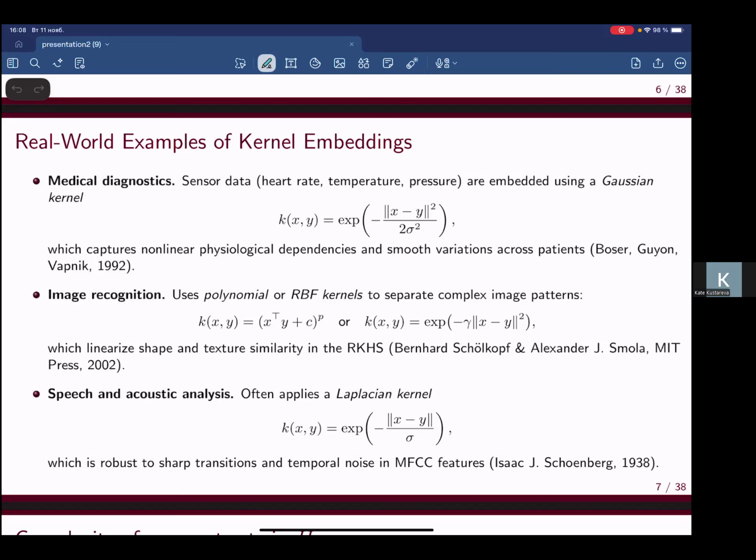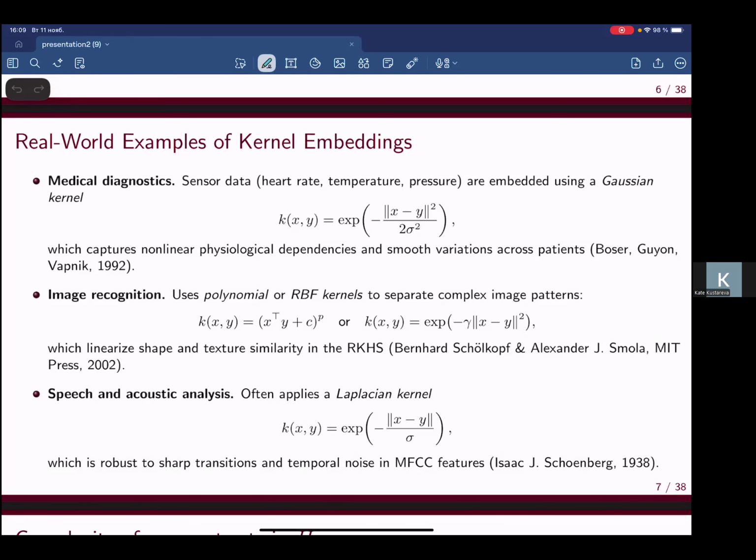And you can see the Laplacian kernel is often applied because it's more robust to shape transitions and noise in the signals. And it captures some similarity even when data includes strong fluctuation, which makes it particularly effective for some base speech features.